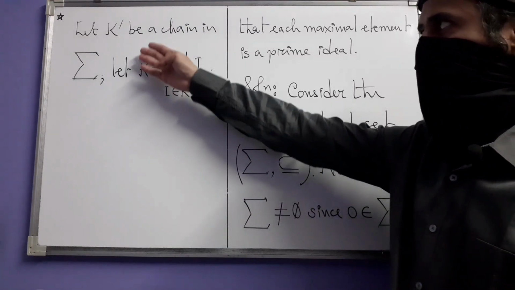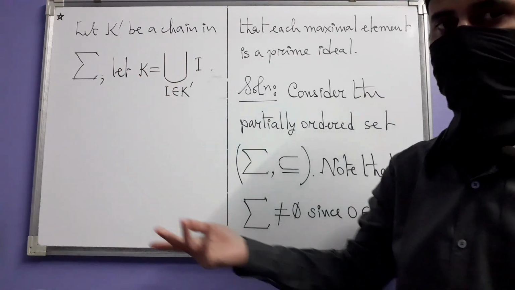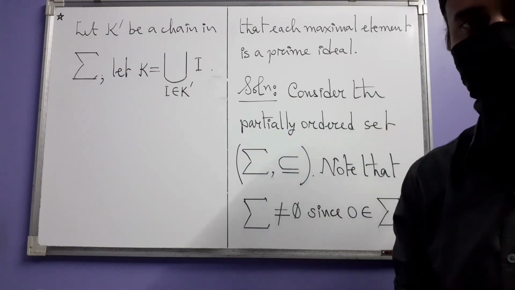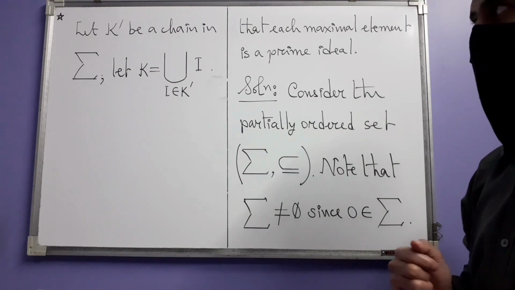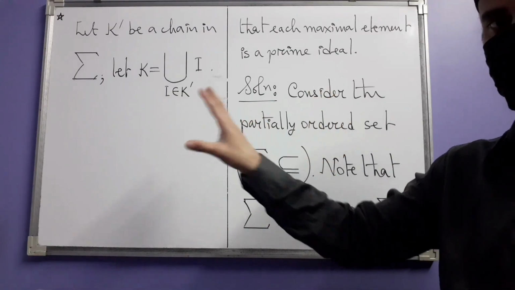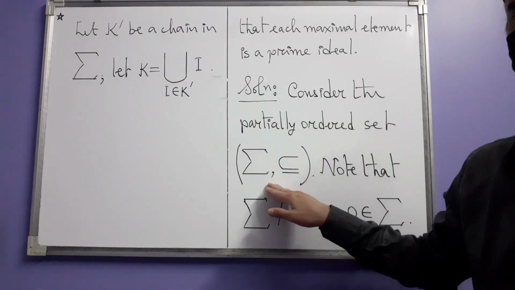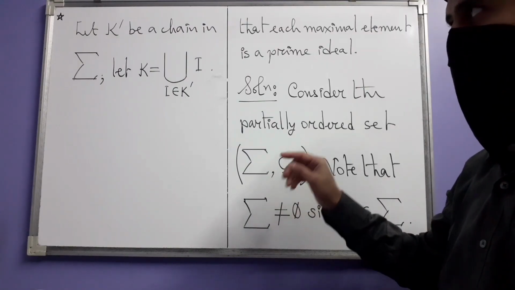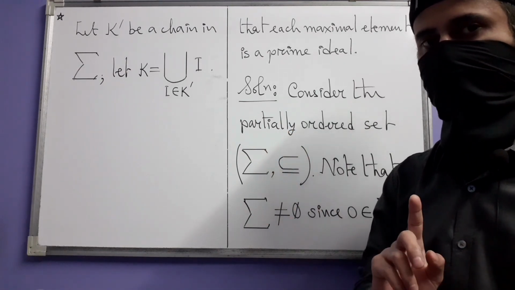So next, let K prime be a chain in sigma. You recall that a chain in a partially ordered set is a subset which is totally ordered, where any two elements are comparable. And you also understand where this is all going. We want to be able to apply Zorn's lemma to this non-empty partially ordered set, for which we need to first of all show that every chain has an upper bound in sigma.